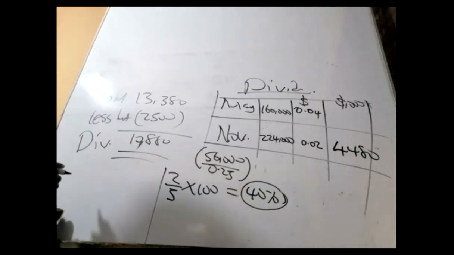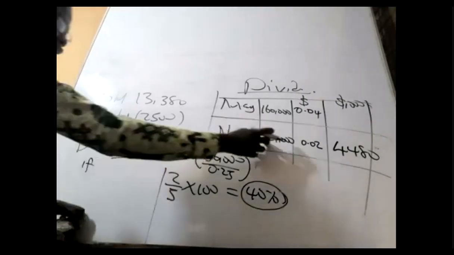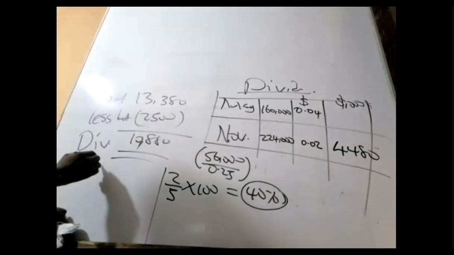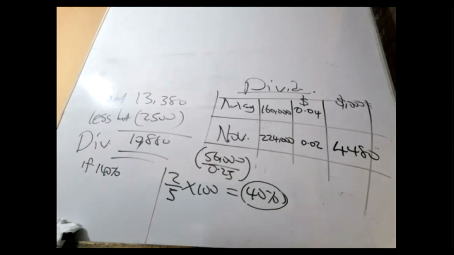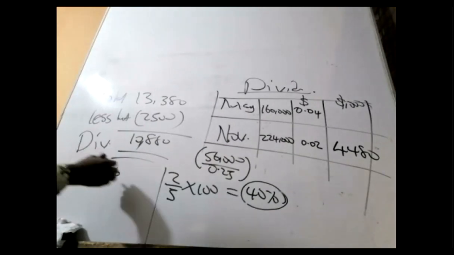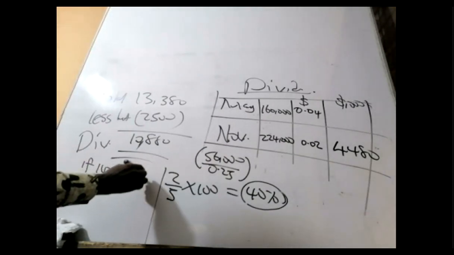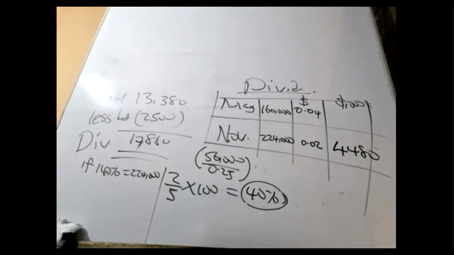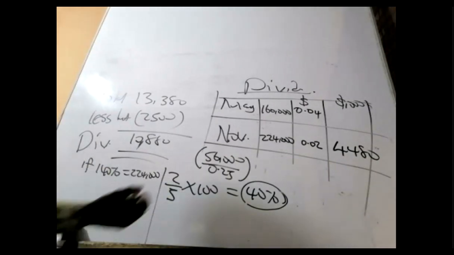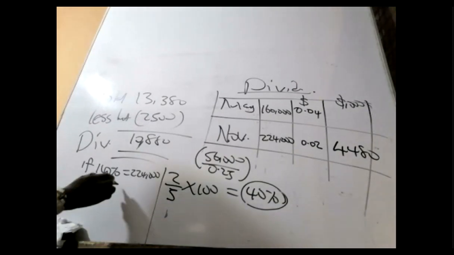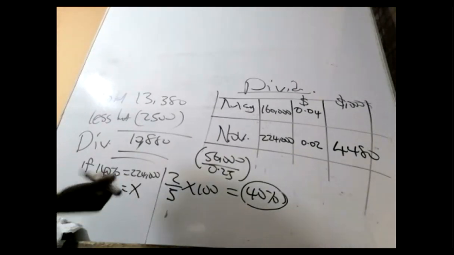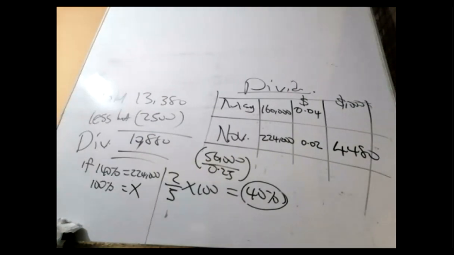So in short, let's do some small calculation here. If this figure represents 140%, because it has increased by 40%, so if 140% is equal to 224,000, what am I looking for? I'm looking for the 100%. So therefore, the original 100% will be what?